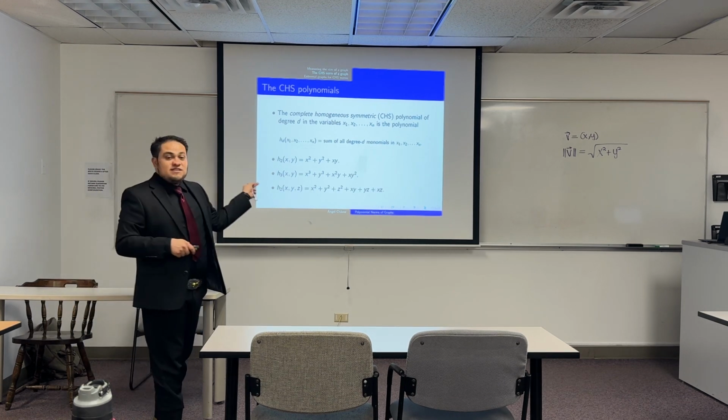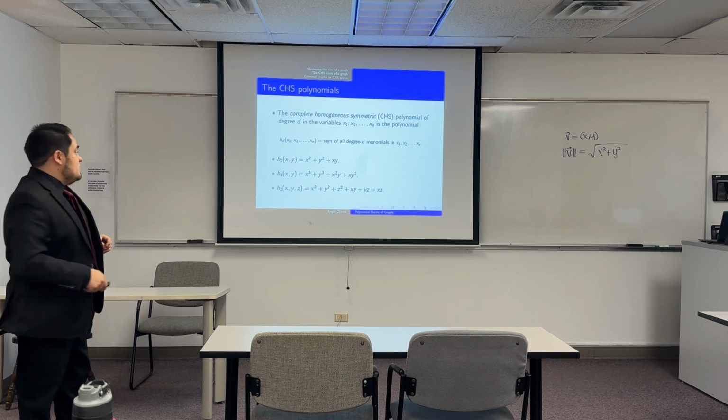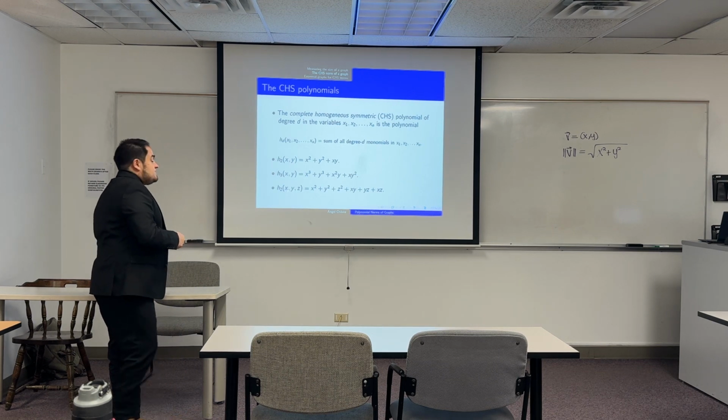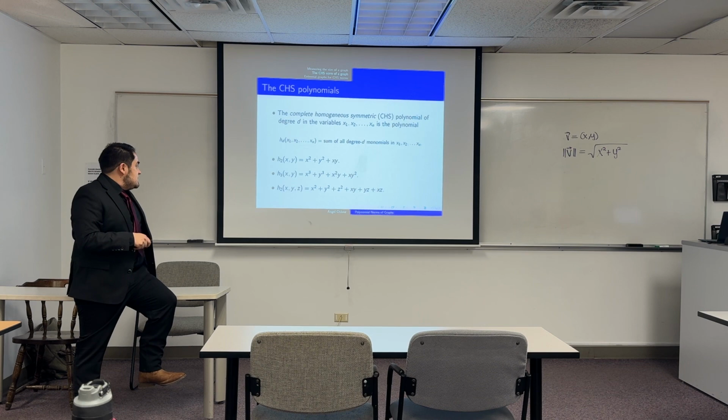H2 of x, y, z, this one's a little more fun, because there we have 3 indeterminates, or 3 variables. So again, I'm looking at all ways I can construct a monomial of degree 2 out of x, y, and z. And there are, I believe, 6 ways. x squared, y squared, z squared, xy, yz, and xz.